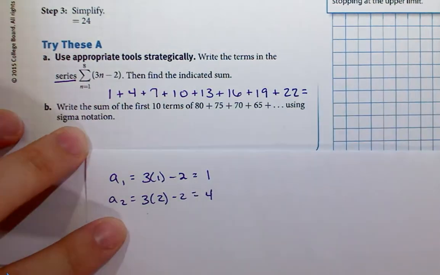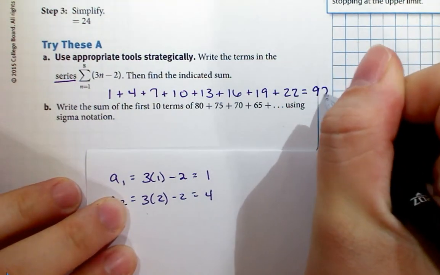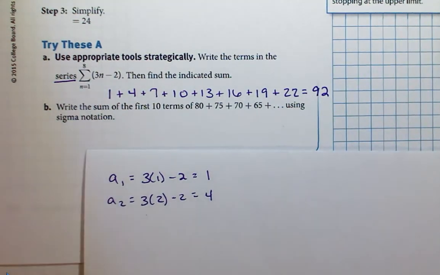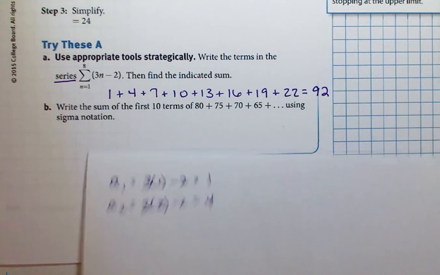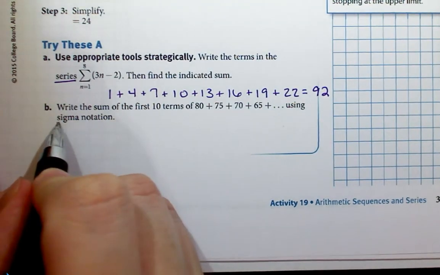So then they want us to actually find the sum. So when we add these all together, we should get 92, providing I have calculated those out correctly. Okay, so this is kind of the process you're going through. You're just plugging them in. So now in part B, they want us to go the other way. They want us to actually write the sum of the first 10 terms of this series. So we're going to use sigma notation.